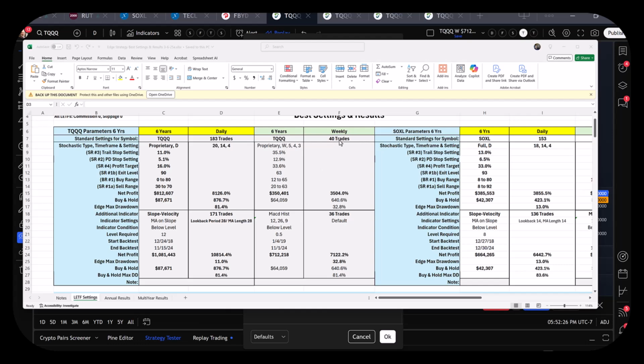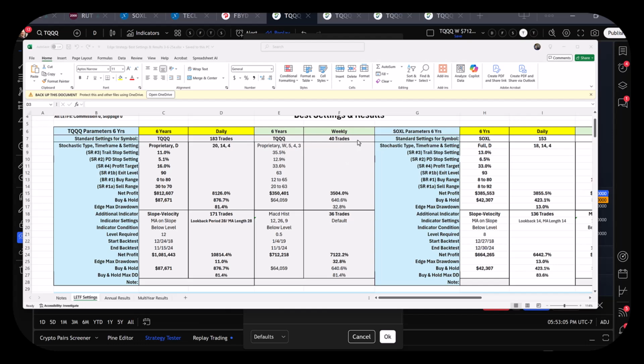Now you'll see that there's a lot fewer trades here, 40 trades and 36 trades versus 183 trades and 171 trades. So generally speaking, I think you could say that the daily strategy will typically provide a little bit better net profit performance, but at the cost of a higher number of trades than the weekly version, which might not quite give you as high a performance level, but certainly a lot fewer trades throughout a time period.